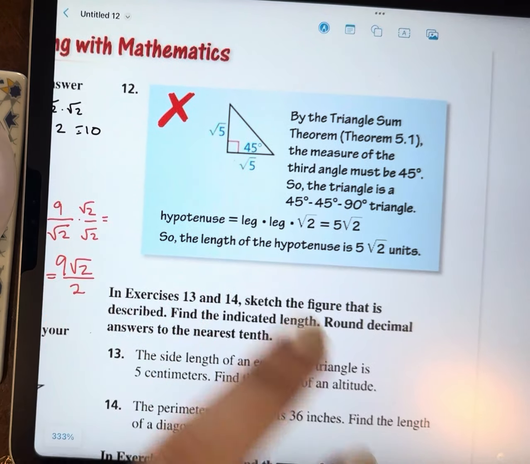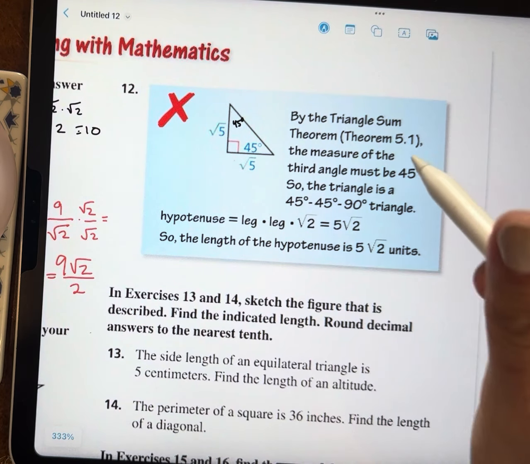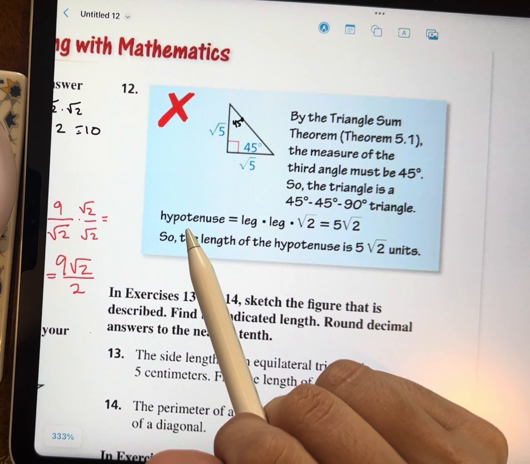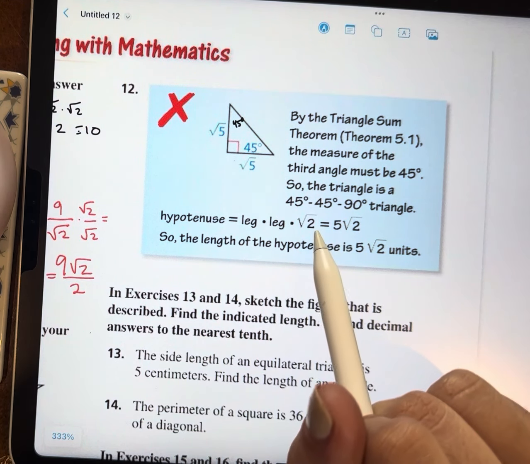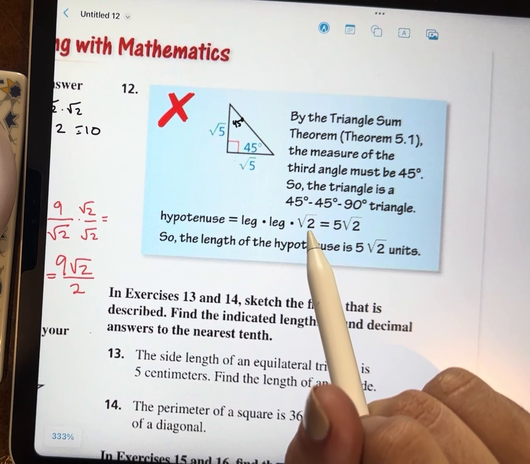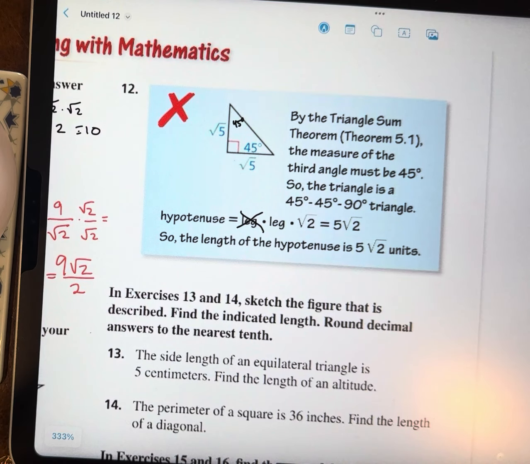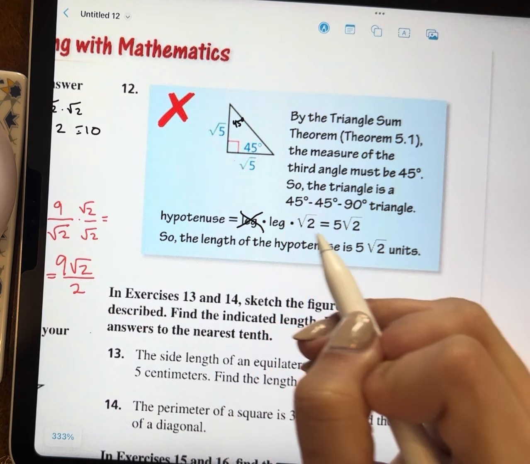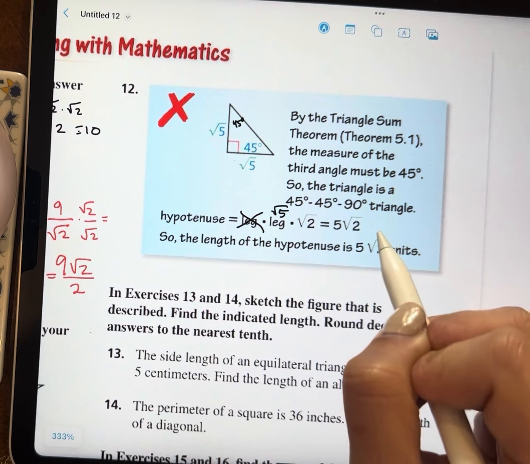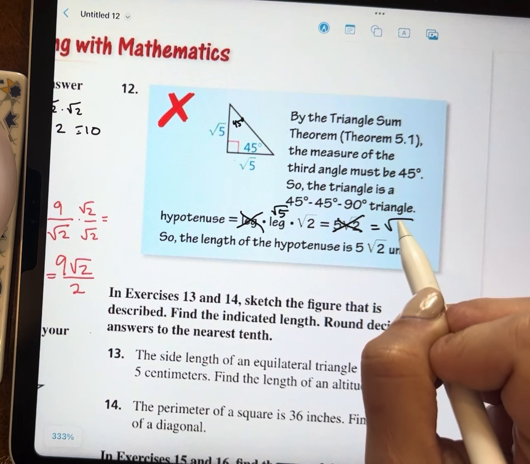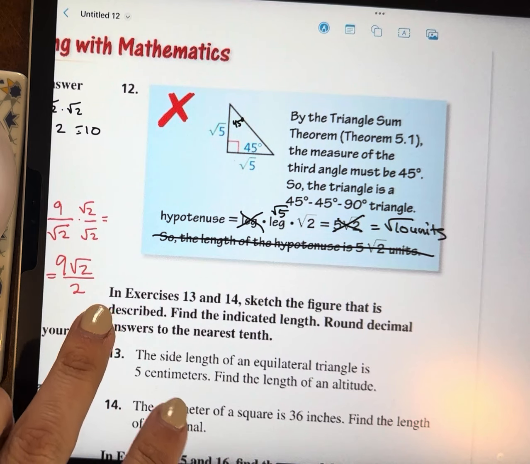Let's find more errors. So this guy has to be the 45, 45, 90, which they figured out. And now they're saying that the hypotenuse is equal to the leg times a rad 2. But the hypotenuse is equal to just one leg times a rad 2. So in this case, it should have been just radical 5 times radical 2, which is radical 10 units. And that's their mistake.